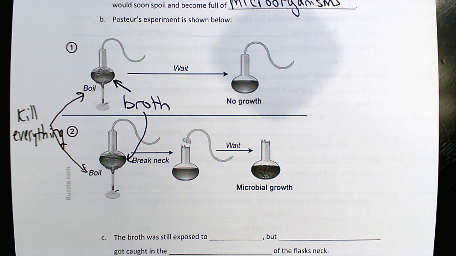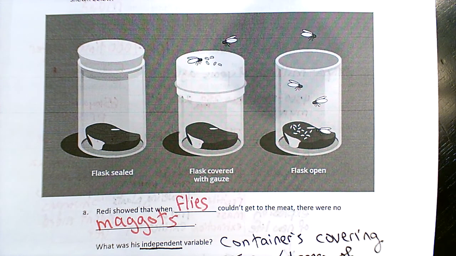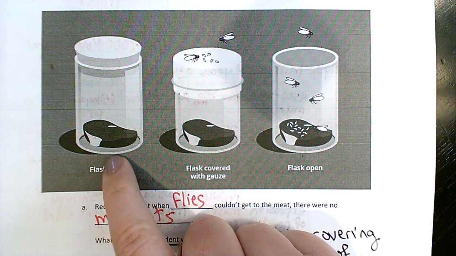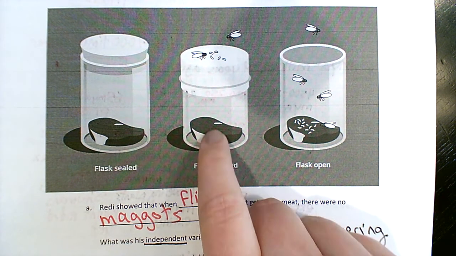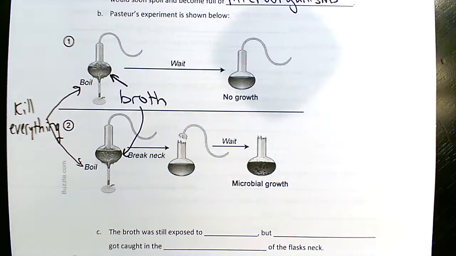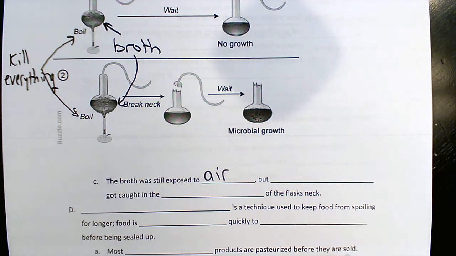Okay, so what did he learn? Okay, so the argument against Redi's experiment was that there was something essential about exposure to air. And they're like, well, this one doesn't have exposure to air, and maybe the gauze stopped the air from getting to it, and that's why there were no maggots. And so this kind of countered all those arguments. The broth was still exposed to air.